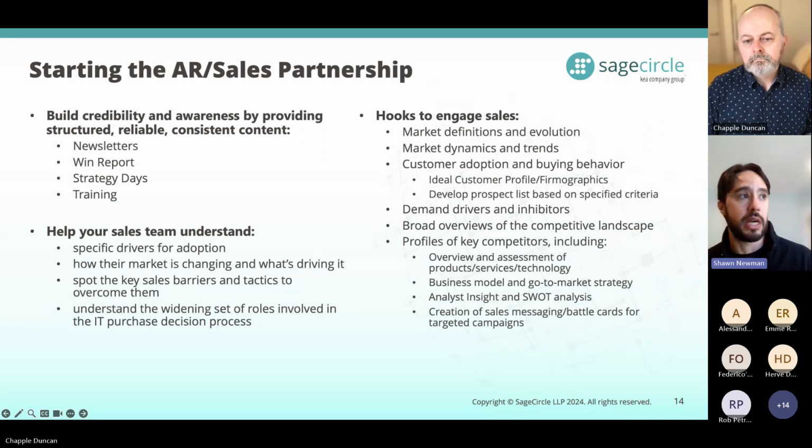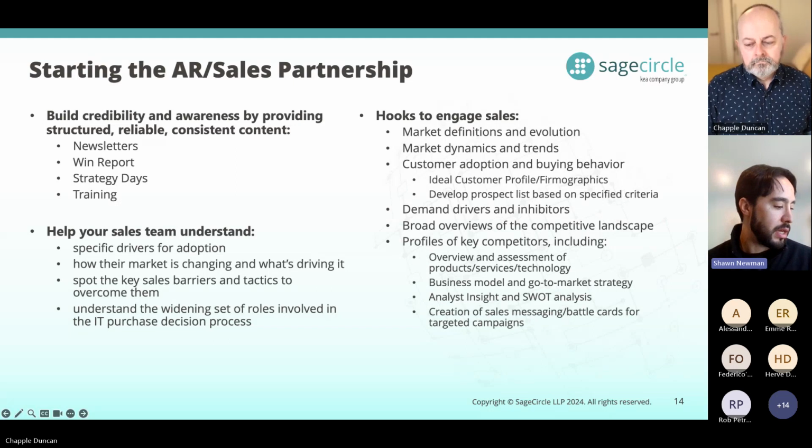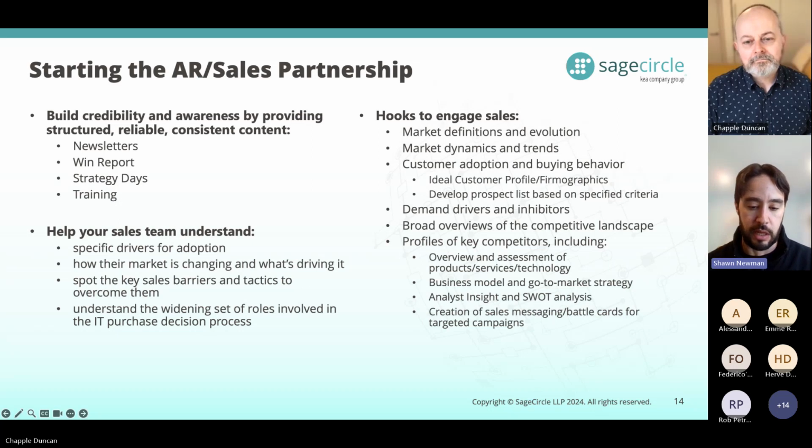And then strategy days and training. I was on a webinar with Everest Group the other day, just as an example, and I have on the next slide a note about how different firms vary in terms of their flexibility. It was interesting to me to hear Everest say they have an analyst relations team that's, I think, up and coming and really good.